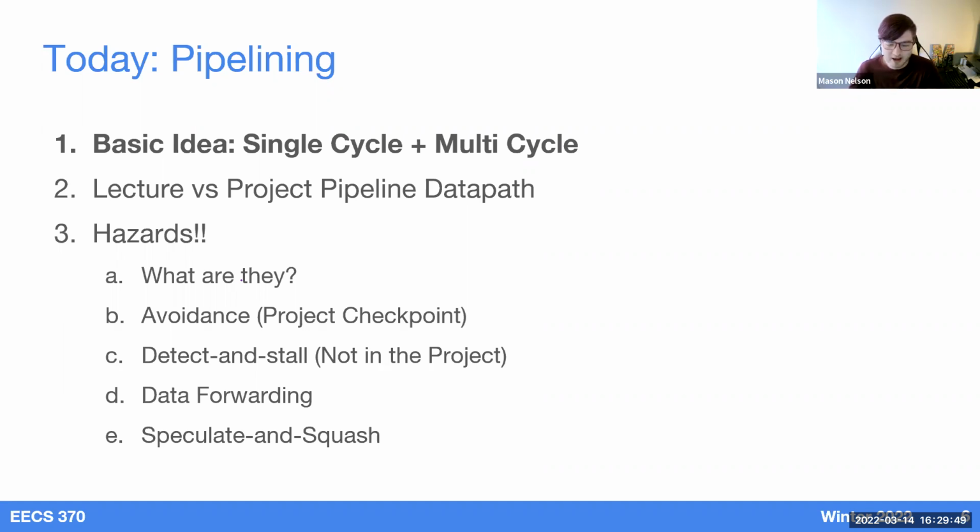After that, I do want to talk about the differences between the data path that we have in the project versus what we've introduced in lecture. There are some differences that always trip people up because they are actually confusing. So I'll explain those today, and then we'll just look at hazards. What are they, how we fix them, how we'll fix them in the project, and then we'll be done.